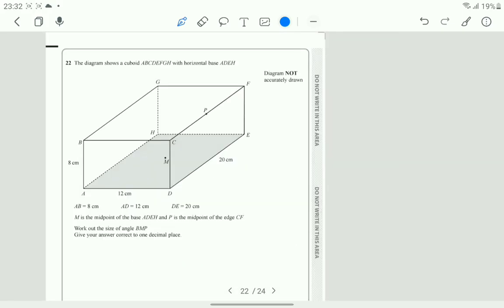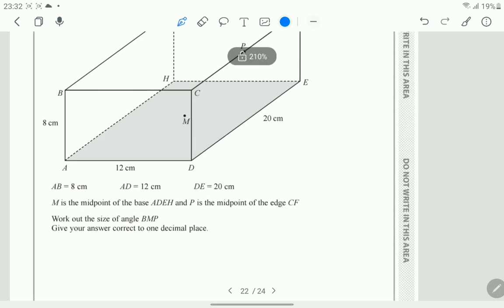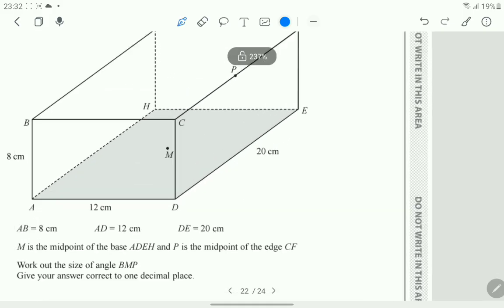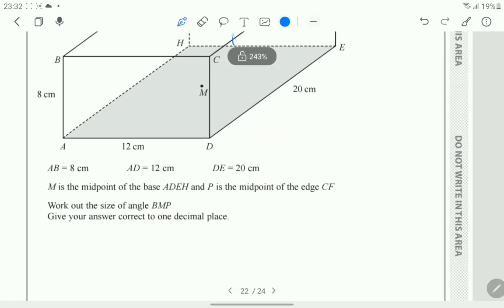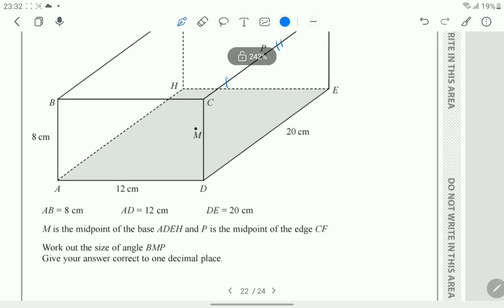We have question number 22. The diagram shows a cuboid ABCDEFGH with a horizontal base ADEH. This is the base, the shaded area, and we have 8 centimeters of height, 12 centimeters of width, and 20 centimeters of length. AB equals 8 centimeters, AD equals 12 centimeters, DE equals 20 centimeters. M is the midpoint of the base ADEH. P is the midpoint of the edge CF. So this cuts it in half. Work out the size of the angle BMP. Give your answer correct to 1 decimal place.